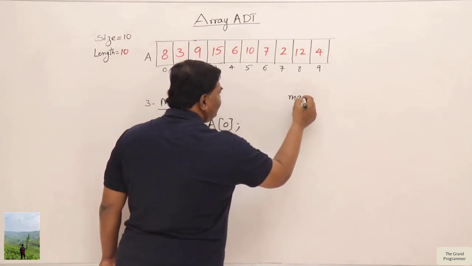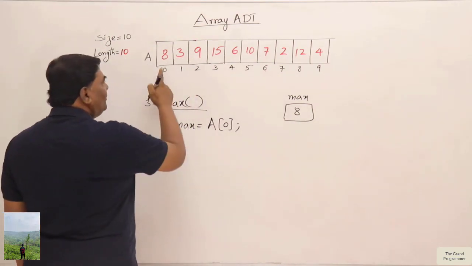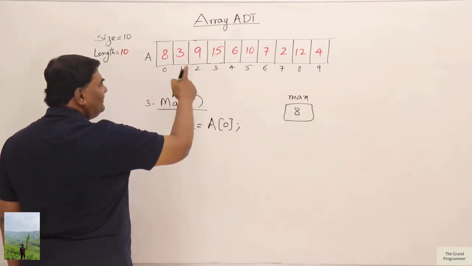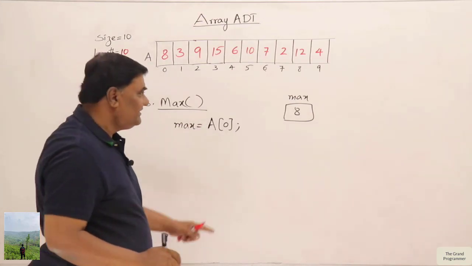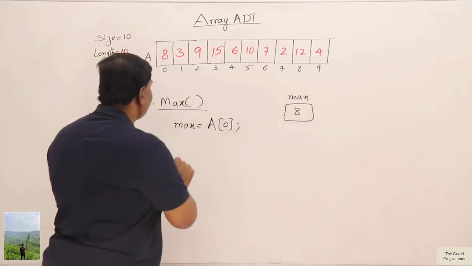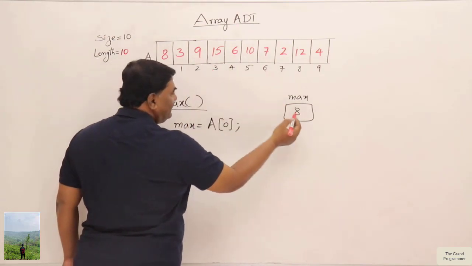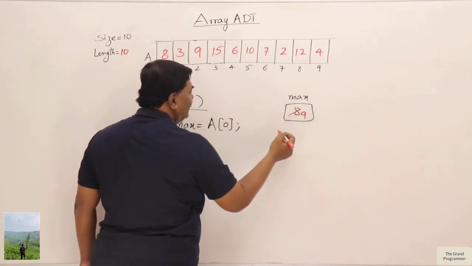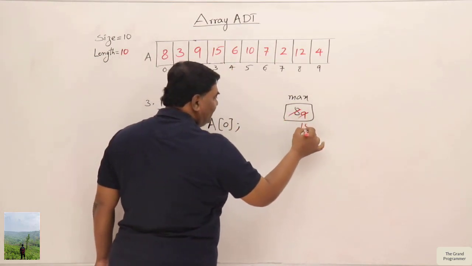So max is now the first element, that is 8. Now go on comparing this with all the rest of the elements, and if any larger element is found, then replace this one. So let us do it. 3, is it greater than this one? No. 9, is it greater? Yes. Modify this to 9. Then 15, is it greater than 9? Yes, we got something still greater.